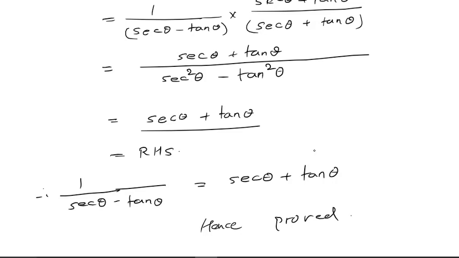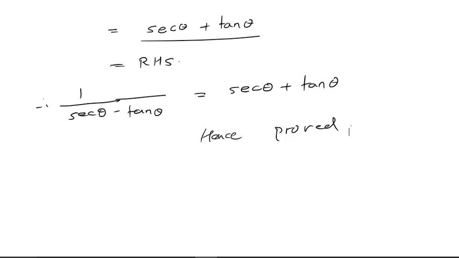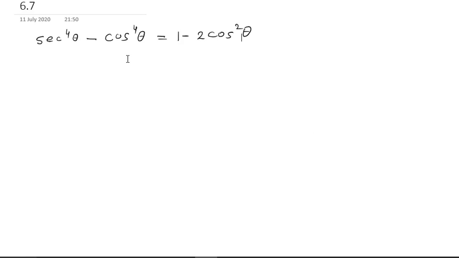Okay, fine. So 1 upon sec theta minus tan theta, we have to prove it is sec theta plus tan theta. What I recommend is that you pause the video here and again solve from question 1 to question 6. Okay, then see the next question. The next question is sec power 4 theta minus cos power 4 theta equal to 1 minus 2 cos square theta.